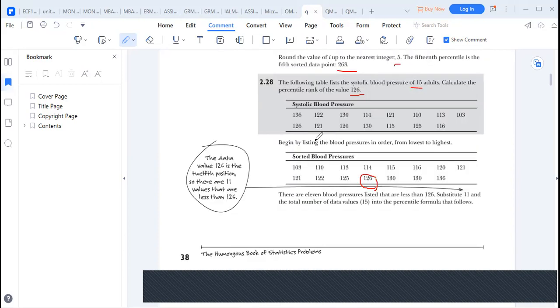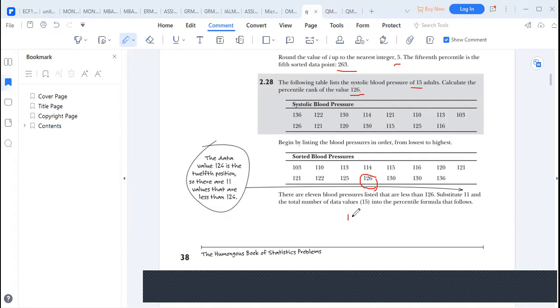So this one here, we're calculating from inside. So we've been given the blood pressure of 15 adults. So we are going to be asked to calculate what percentile does 126 fall under. So the first thing is you rearrange the data in ascending order. Are we together? Then identify where the 126 is. So we have 1, 2, 3, 4, 5, 6, 7, 8, 9, 10, 11. So the 11 numbers that are before 126.